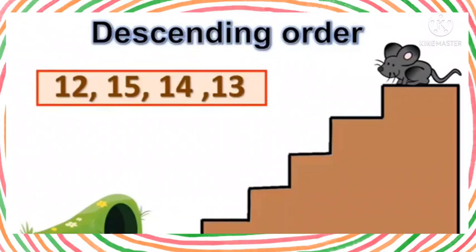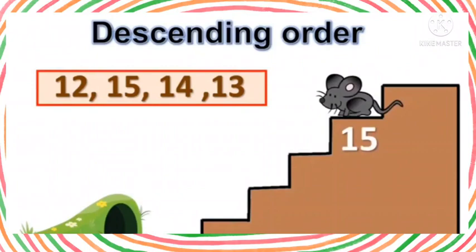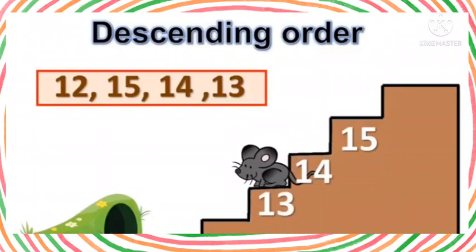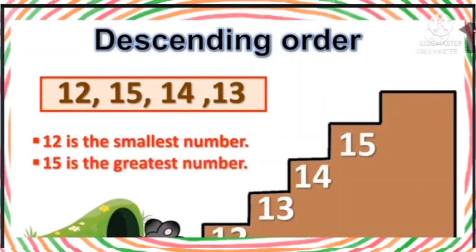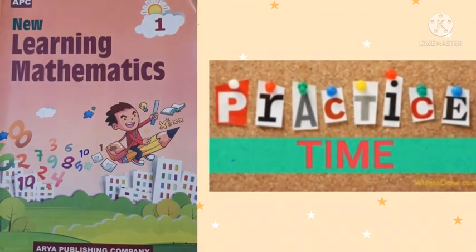Can you again help Mr. Mouse to arrange these numbers in descending order? So let's begin. First number will be 15, then 14. Next will be 13 and last number is 12. Now Mr. Mouse goes to his hole. Here 12 is the smallest number and 15 is the greatest number. After the explanation, let's do the practice of these topics in our book.